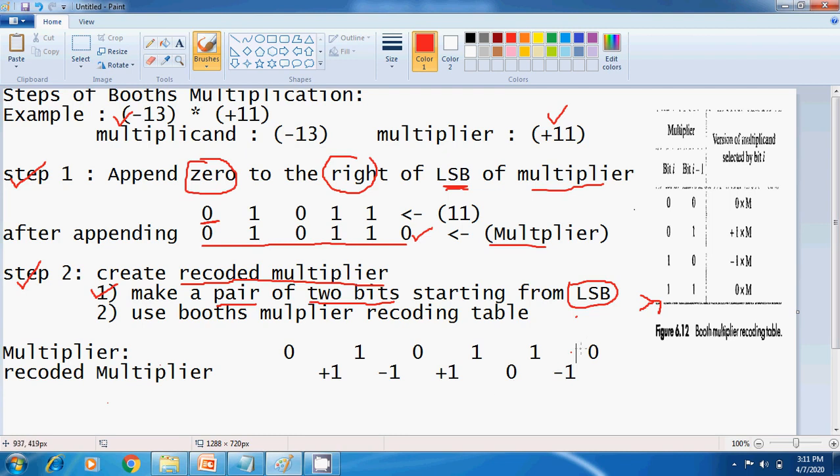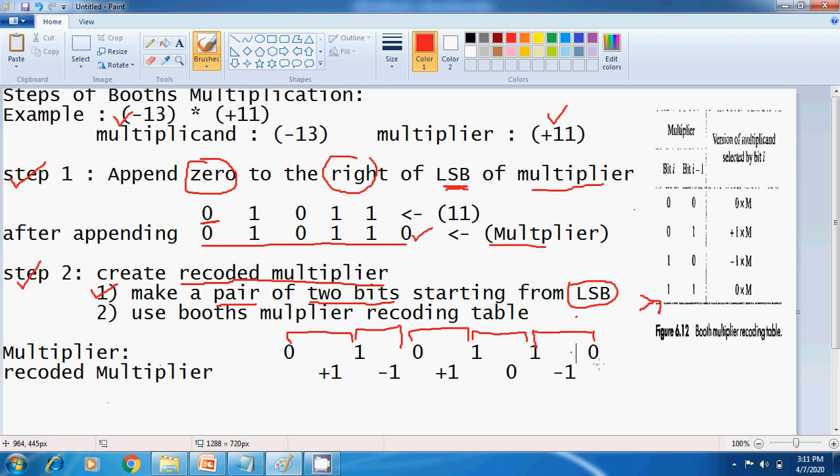In our multiplier, you have to start with the least significant bit. So this would be pair 1, this would be pair 2, the next pair is pair 3, pair 4, and finally you can consider pair 5. Now you have to create the recoded multiplier with the help of this recoding table.